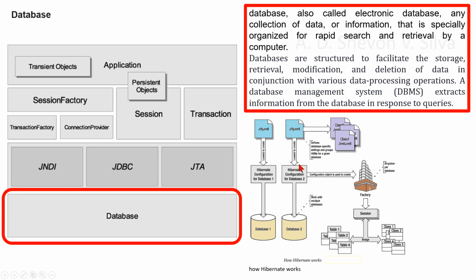.cfg.xml is connected to Hibernate configuration for database 2, loaded to create, and passed from .cfg.xml to Hibernate configuration for database 2, and Hibernate configuration for database 2 is connected to database 2, and here we work with multiple databases. And Hibernate configuration for database 2 is connected to the factory, and the configuration object is used to create it here. A single factory is singleton per database, and the factory is connected to the session, and there's a bridge among tables and classes and session.